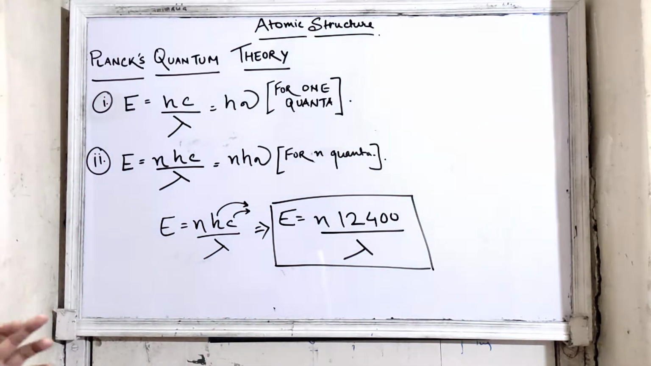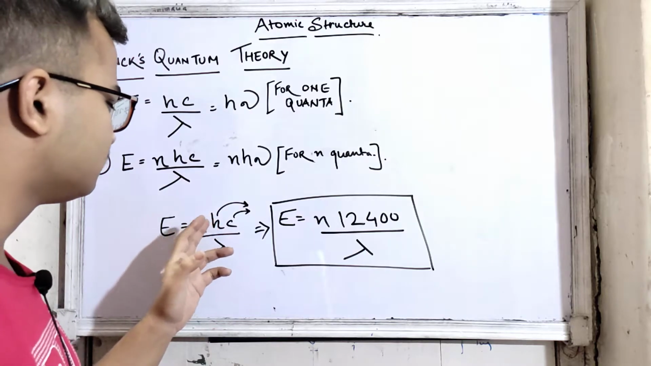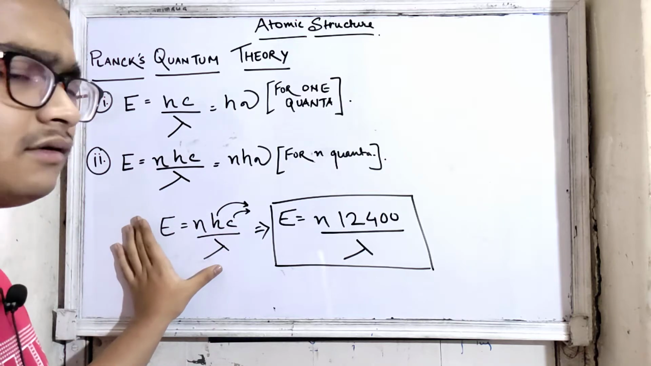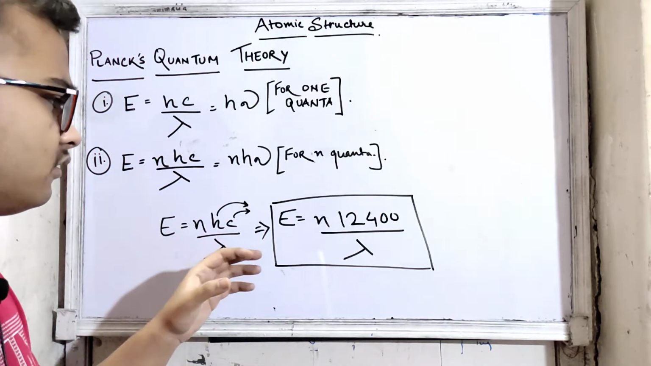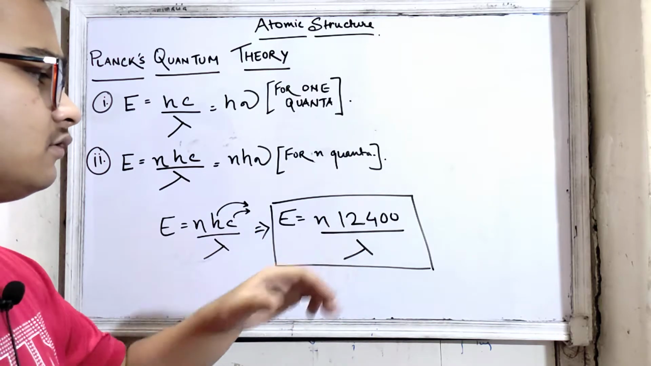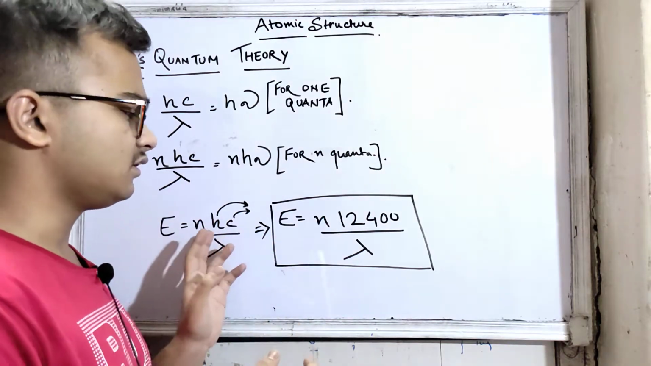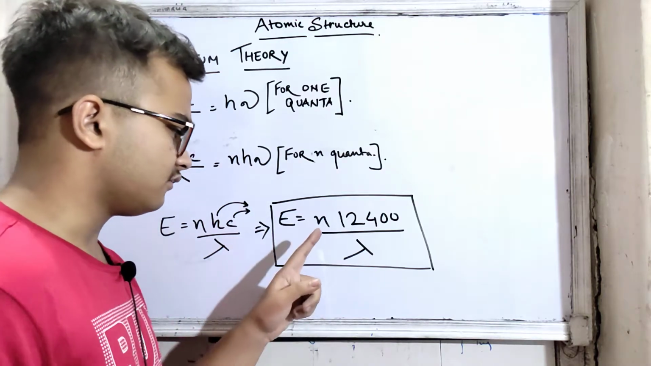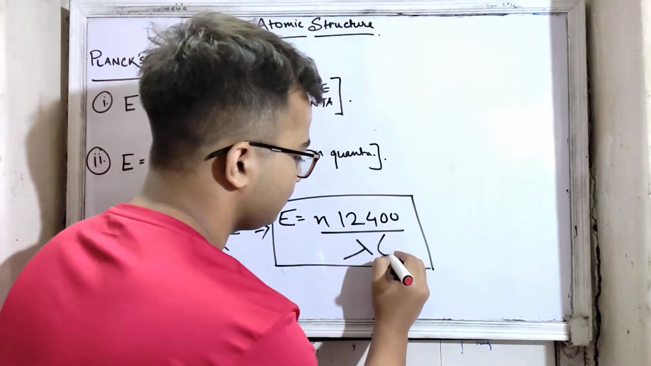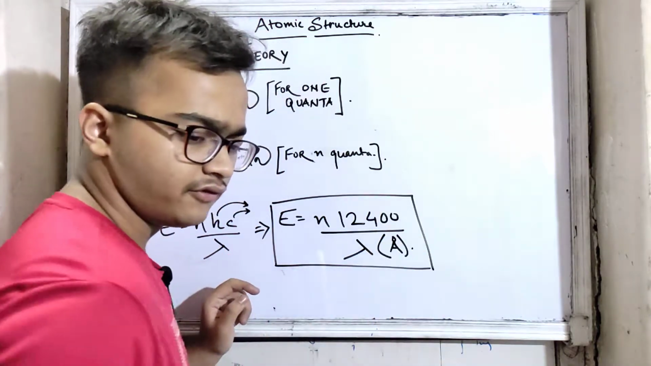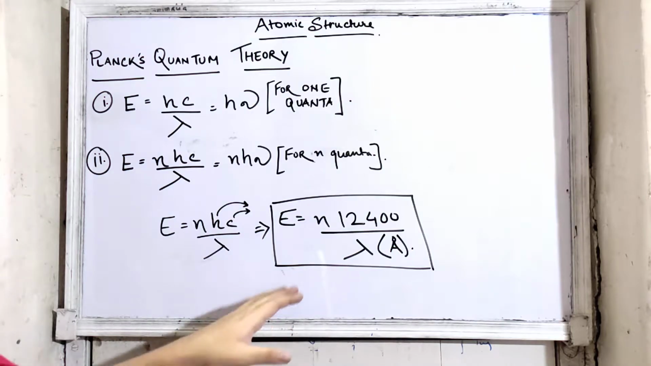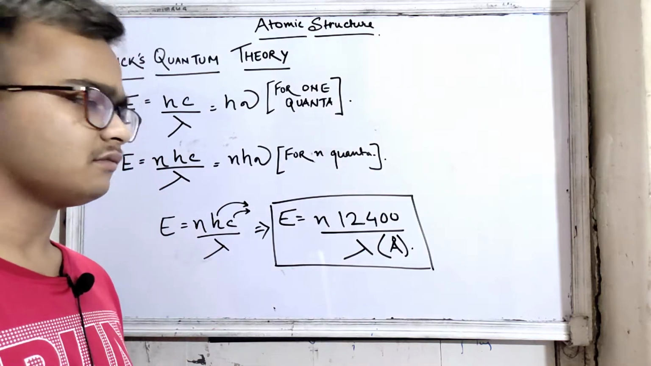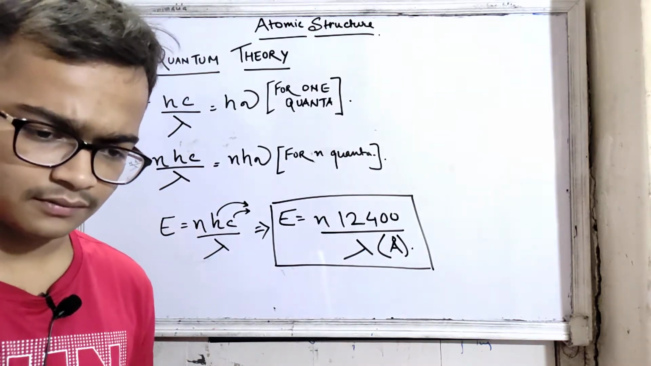So for the sake of your convenience, if you remember the value of h or the value of c, then you can easily put and solve the problem. But for your reference, it is better to remember this 12400 in place of these two, because it will simplify your calculations. And here you have to remember that lambda should be in angstroms. We know angstrom is a unit. So this is E equal to 12400 into n by lambda. n is the number of quanta.